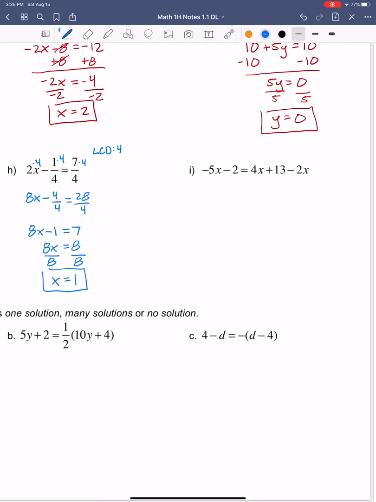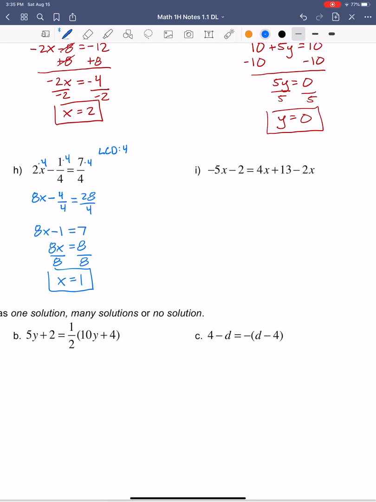And we'll keep going to letter I. Letter I, if you check out on the right side of the equal sign, we have some like terms. We've got 4x and negative 2x, so I'm going to combine those over there. 4x minus 2x is still 2x, and we got a plus 13 equals, this is going to be negative 5x minus 2.